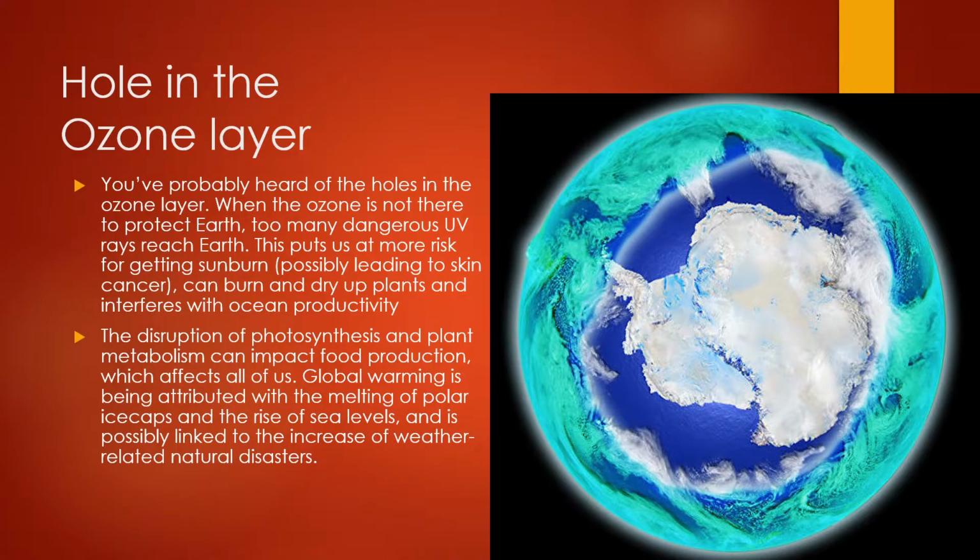So it goes without saying, especially because we're talking about it now, that you've probably heard of the holes in the ozone layer. When the ozone is not there to protect Earth, too many of those dangerous UV rays that I discussed earlier reach Earth. This puts us at more risk for getting sunburn, possibly leading to skin cancer, can burn and dry up plants, and interferes with ocean productivity. I've already gone over the increased risk of sunburns and skin cancer, but what about drying up plants and ocean productivity?